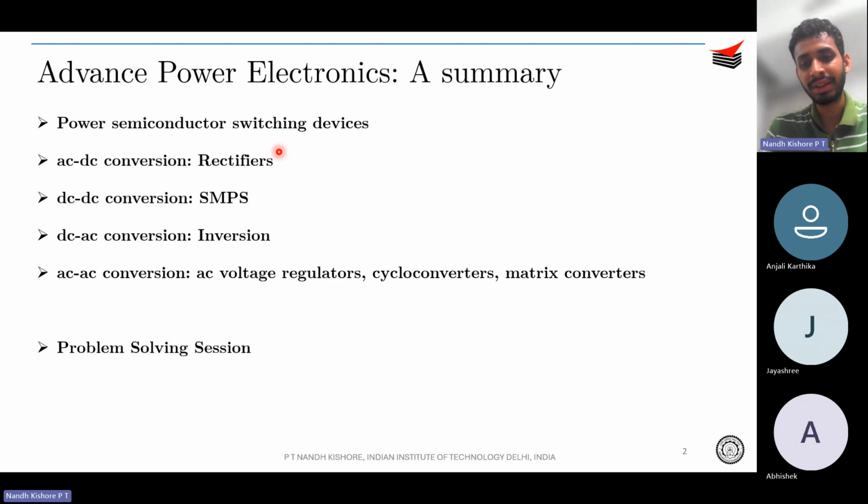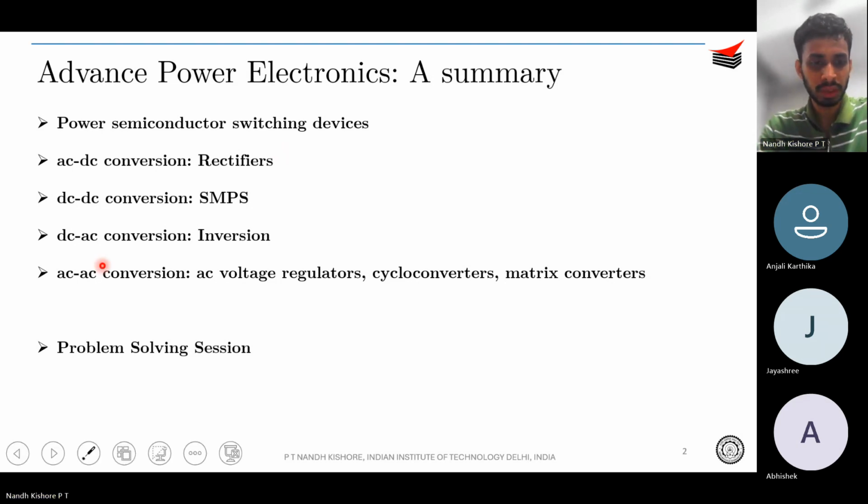Since this is a problem solving session, I will try to restrict my discussion mostly towards solving more problems and not going into more theoretical aspects. And of course, at any point of time, if you have any doubts, you can stop me and ask. Very well, okay, thanks.